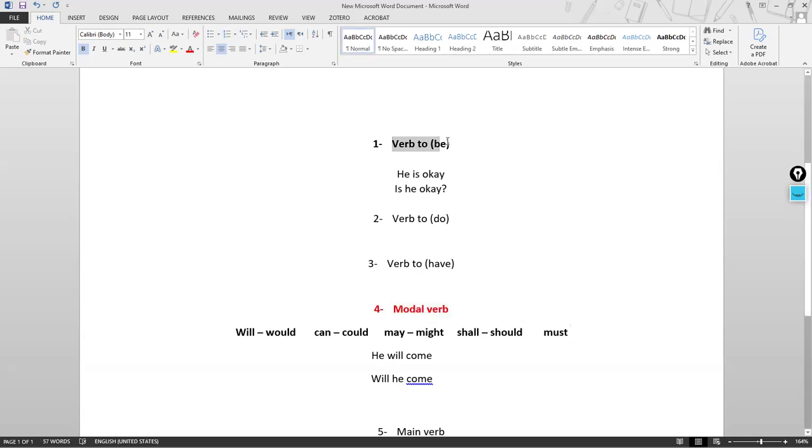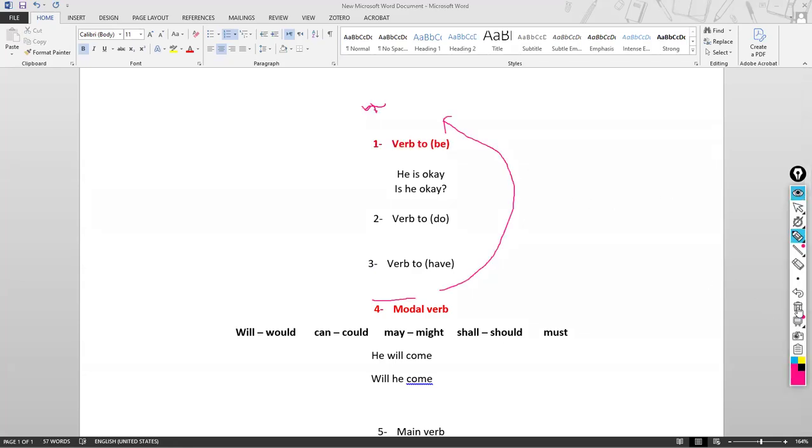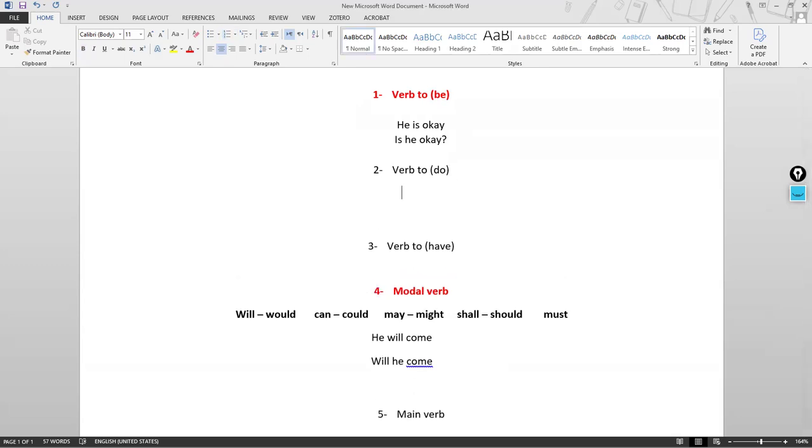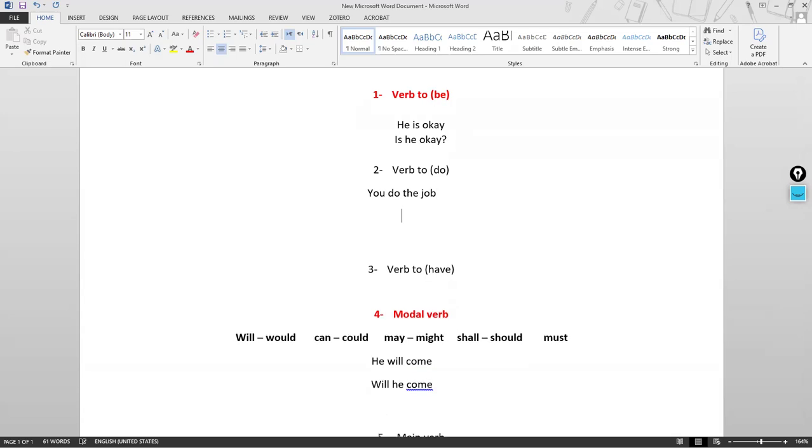Now be careful, because only with verb to be and modal verbs do you change the places of subject and verb only. But if you are using verb to do, verb to have, or a main verb, you have to use do, does, did. For example, if I want to say "you do the job," how can I ask a question? Do you do the job? Notice that I repeated the verb to do twice.